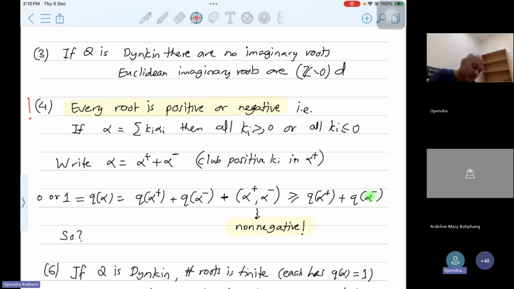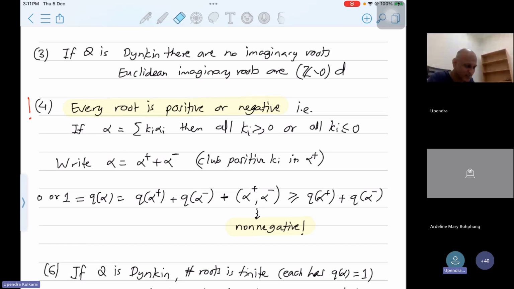So if the one for which I'm getting Q to be 0 was a non-zero vector, let's say alpha minus, then this alpha minus would have its support on every single vertex. So that would mean that the entire vector is alpha minus or alpha plus, but that's exactly what we wanted to show, that the root is positive or negative. So I'm going to delete this question mark, and this is an interesting point.